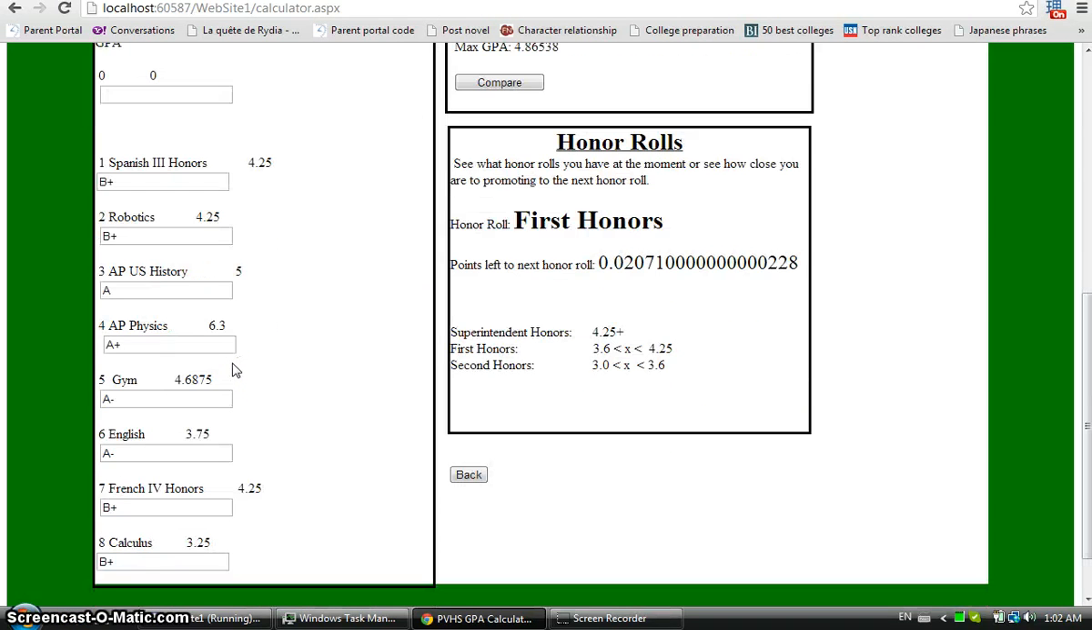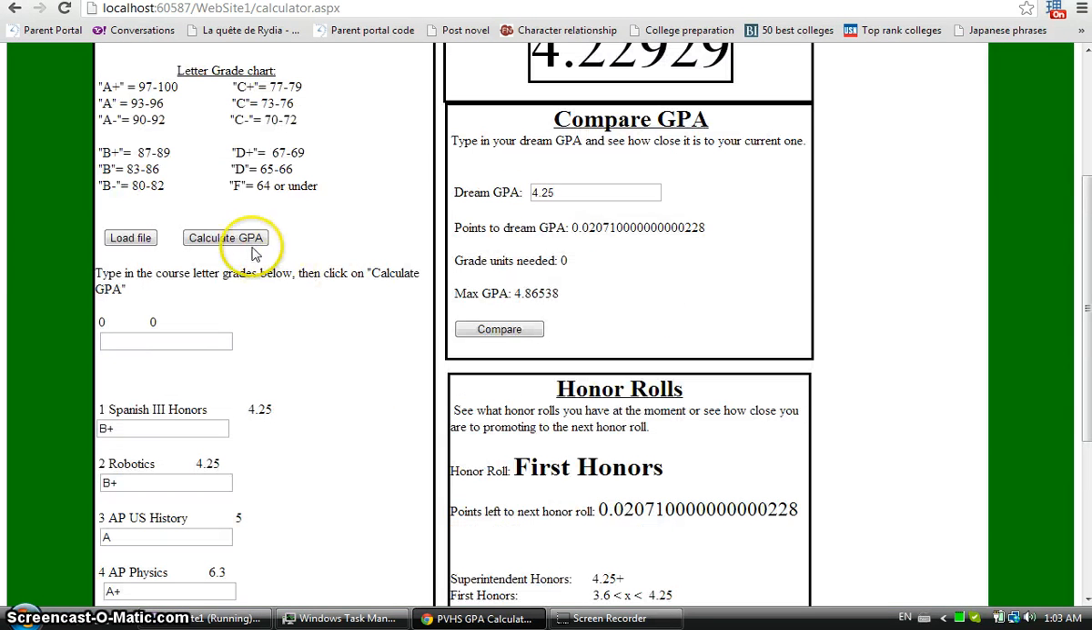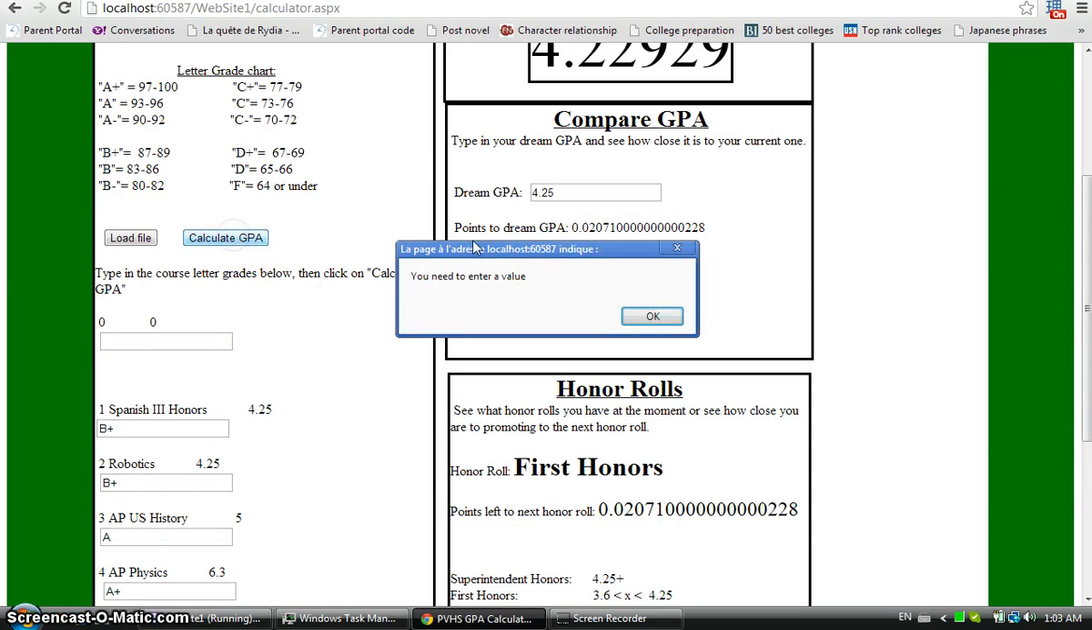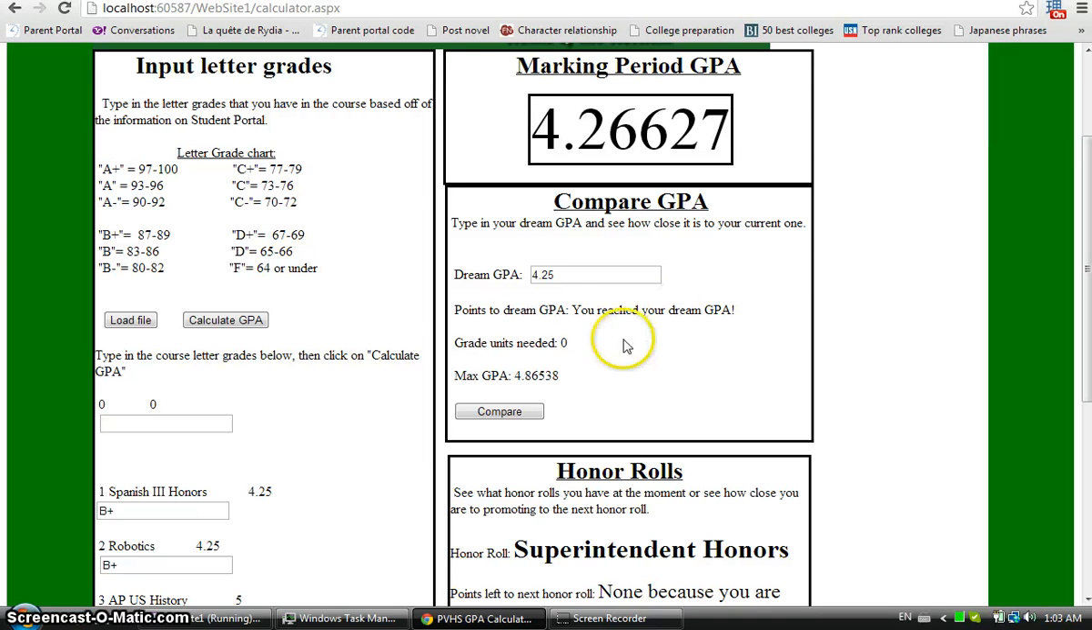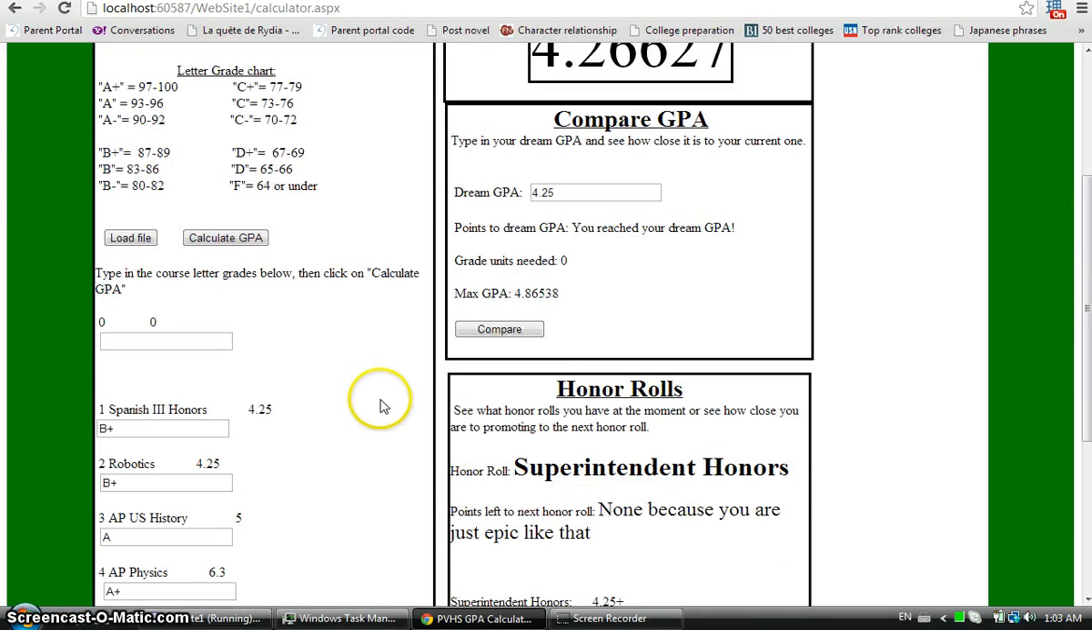So, what should we do? Let's try harder in gym. Let's actually not be lazy and actually put in effort in gym. Congratulations, you have reached your GPA. You have 0 grade units needed, which means you don't need any more grade units. You don't need to increase your GPA. You already reached it. You can rest now. So a 4.26, we managed to reach our dream GPA of 4.25. Let's increase this a bit.